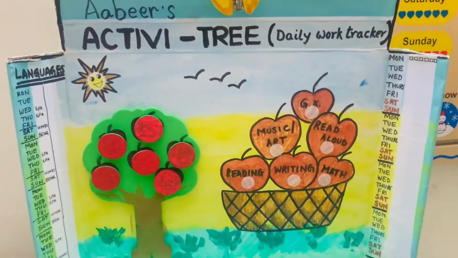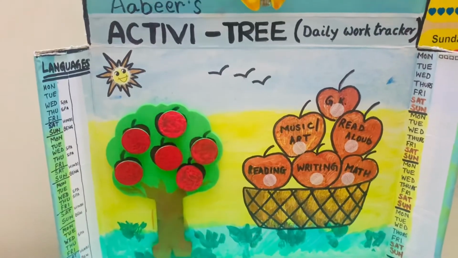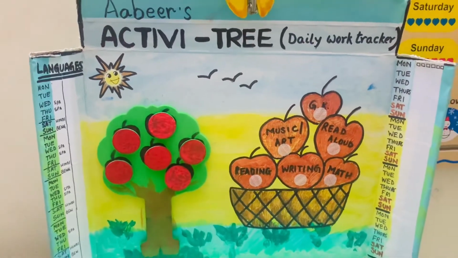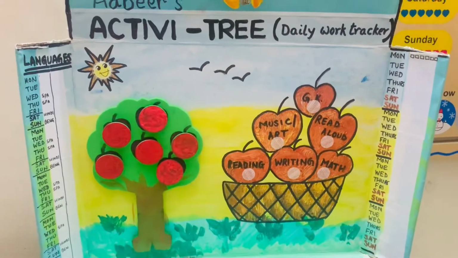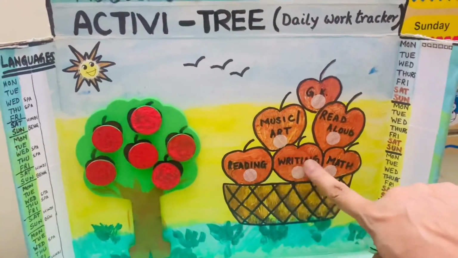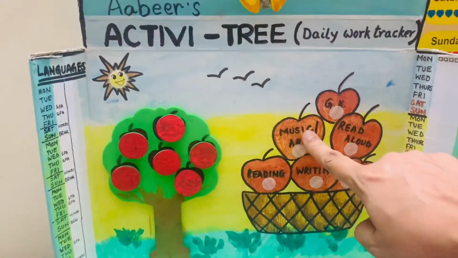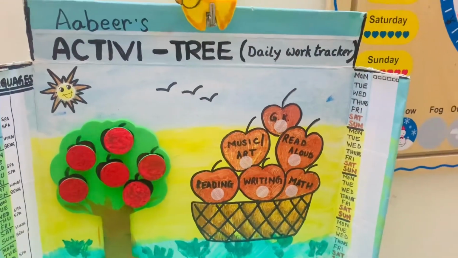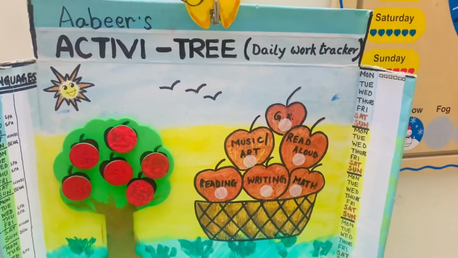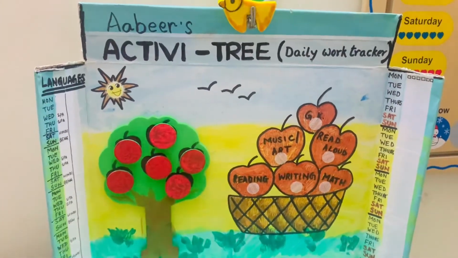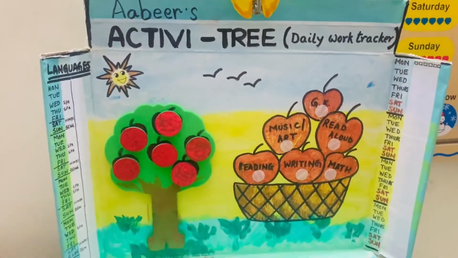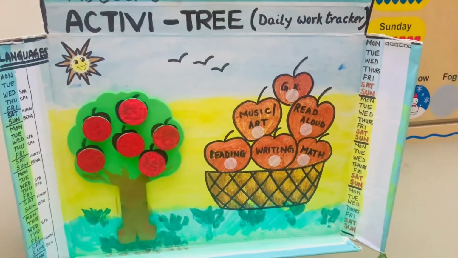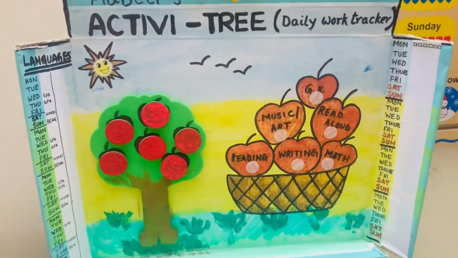So basically, I have selected 6 core subjects that I want to cover each day, which are reading, writing, math, music or art, because Abir has been learning art for quite some time now. Music, because he is a musician. It's a family of musicians, so we want him to learn music. He has been learning music.